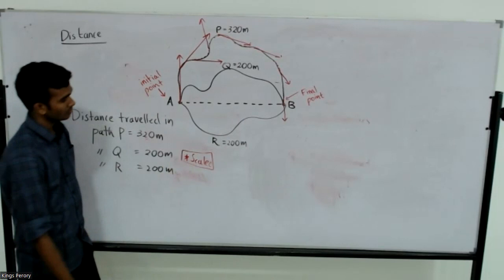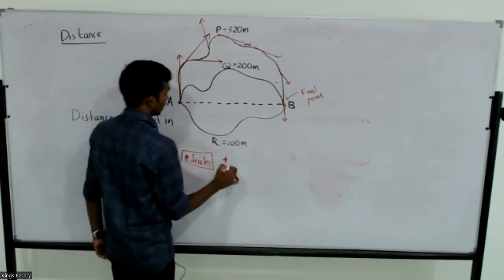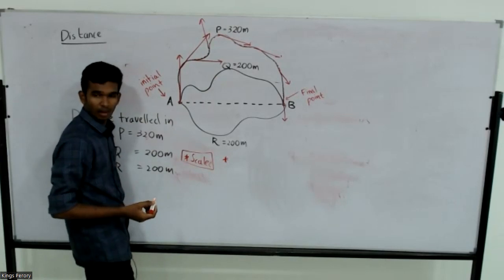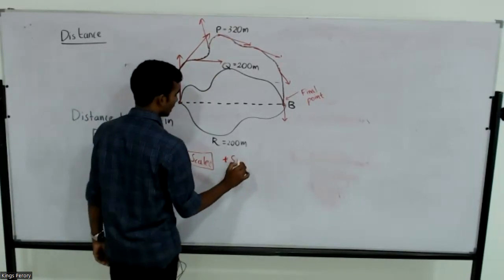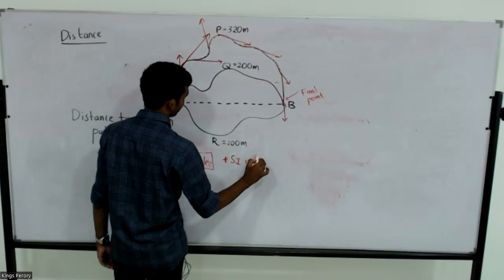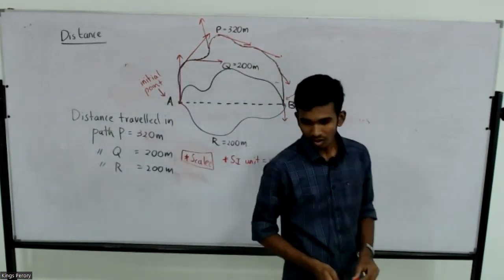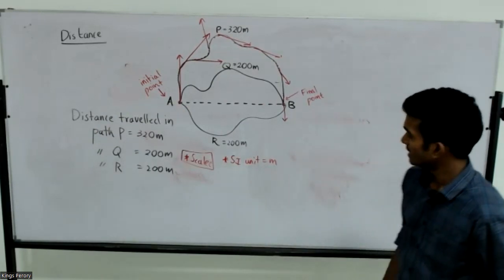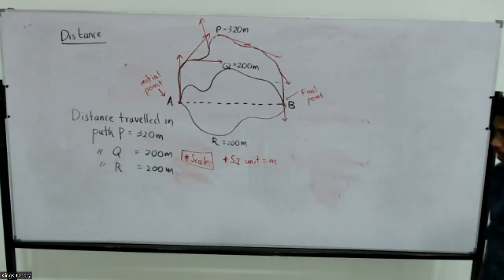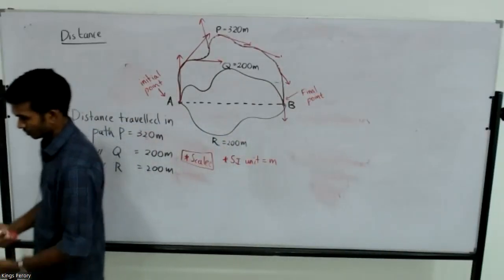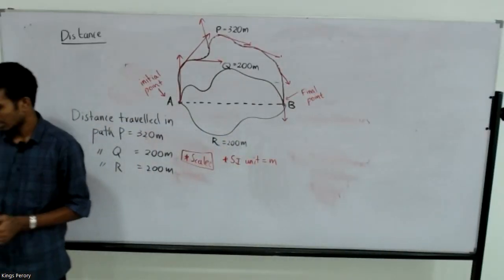Clear? Understood? Another one more point. Distance is a length, right? Then what is the unit to measure distance? Meters. The standard international unit to measure distance is meters. Okay, let's write it. Distance is a scalar quantity.